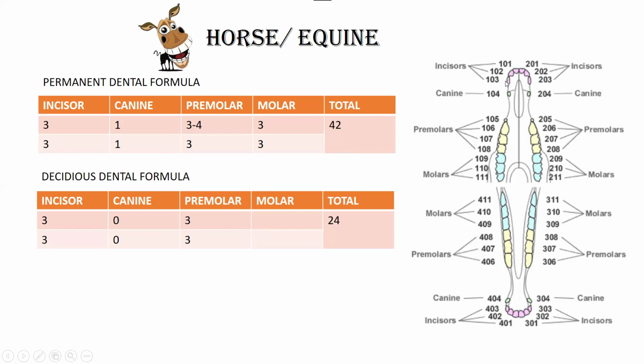101, 102, 103 are incisors. Then 104 is a canine. Then we have 5, 6, 7, 8 premolars. Then we have 9, 10, and 11 molars.